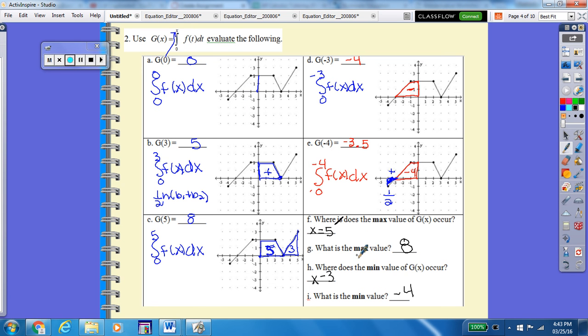And that's it. This is how you evaluate integrals using areas. Later on, we're going to talk about it algebraically, but right now, this is how you would do it using areas. So I'll go ahead and let you complete the next section in your worksheet, and I'll press pause.